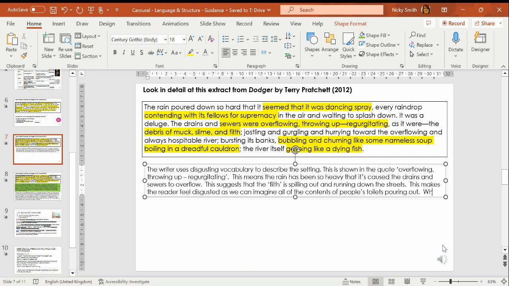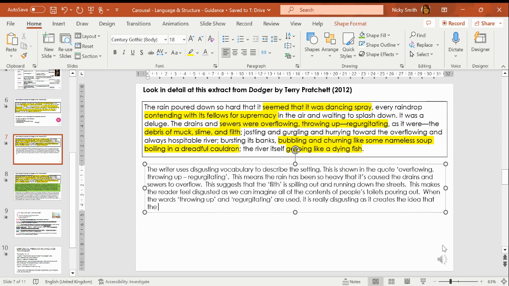So, when the words throwing up and regurgitating are used, it is really disgusting as it creates the idea that the overflow is so bad that it's vomiting human health.